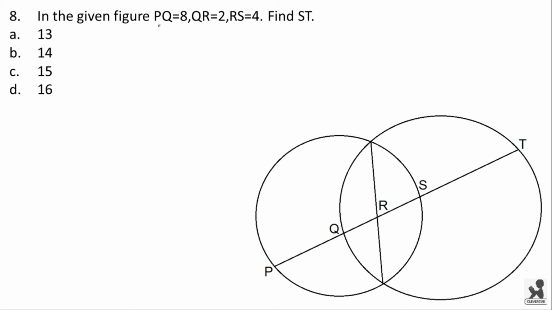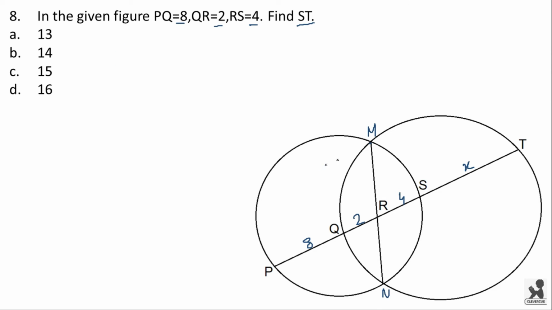In the given figure, PQ is equal to 8, QR is equal to 2, RS is equal to 4, and we have to find the value of ST. Here PQ is 8 centimeters, QR is 2, RS is 4, and let us think the length of ST be x. Let us name the intersection points of the two circles as M and N.